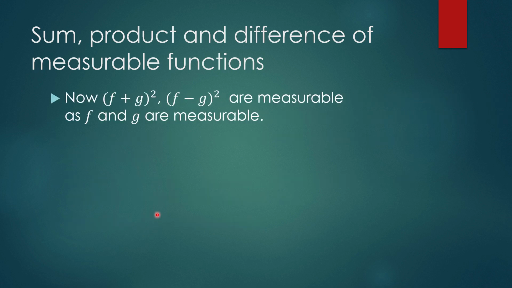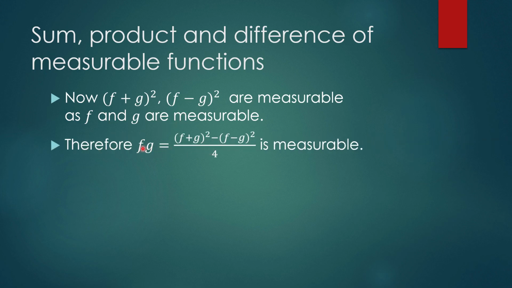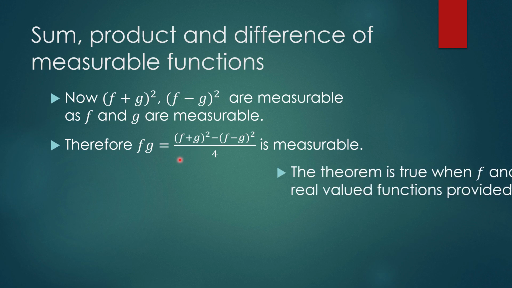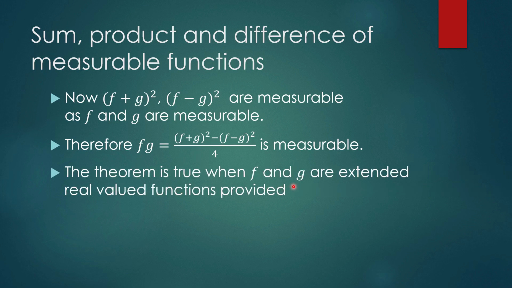And then f plus g squared is measurable, as I told you earlier. F minus g squared is also measurable, so their difference is measurable. Therefore the product fg is measurable. This theorem, as proved here, is for real valued functions. If f and g are extended real valued functions, the theorem is also true, but the condition that f plus g should not be equal to infinity minus infinity, and f minus g should not be infinity minus infinity, must be satisfied. Otherwise, the theorem is true.